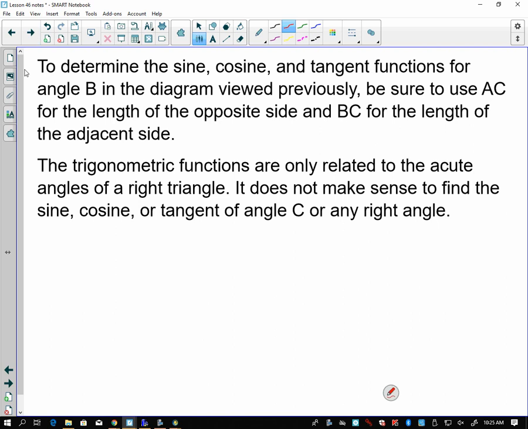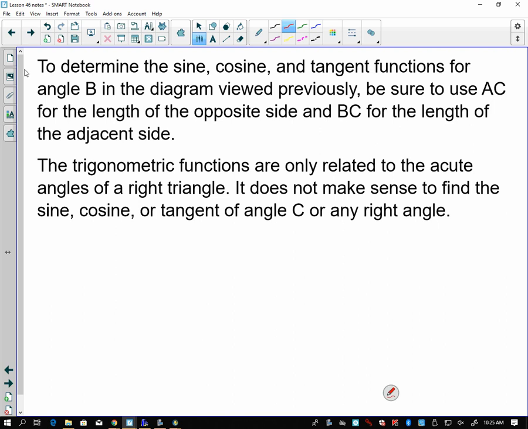All right, so to determine the sine, the cosine, and the tangent functions for angle B in the diagram, we've already talked about this. Be sure that we use AC for the length of the opposite side and BC for the length of the adjacent side. The trigonometric functions are only used for the two acute angles. We never use the sine, cosine, or tangent of the right angle, ever. Notice how we never talked about angle C, because it's the right angle.